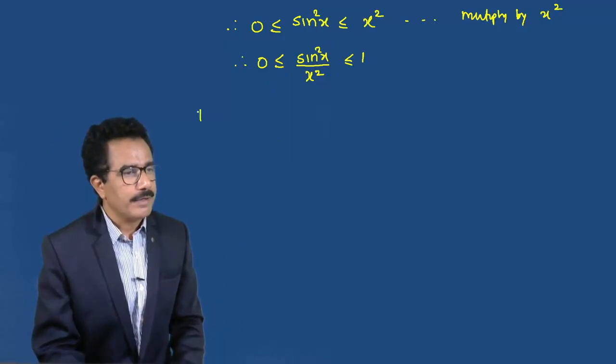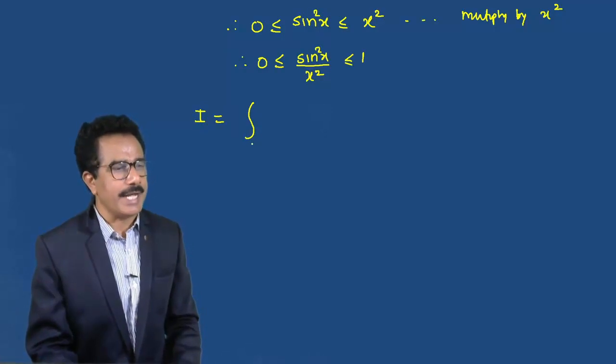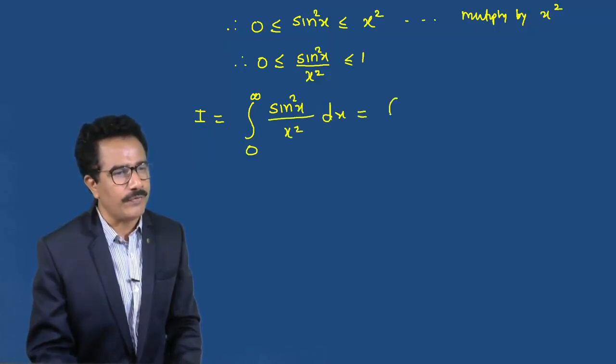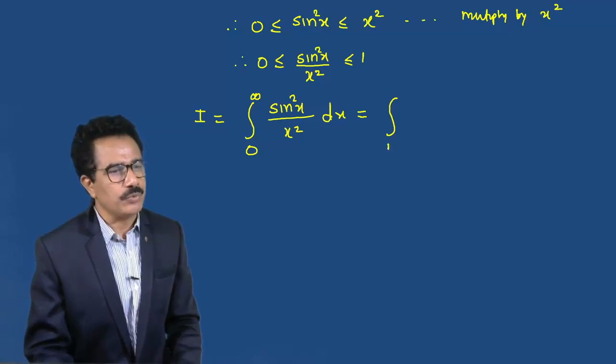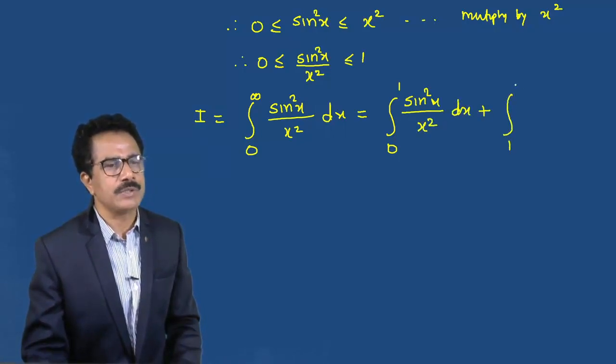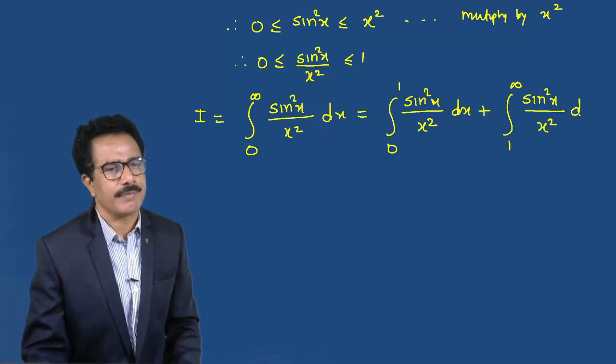So now I is equals to integral 0 to infinity sin square x divided by x square dx. We can write this integral in two forms, that is 0 to 1 sin square x divided by x square dx plus 1 to infinity sin square x divided by x square dx.